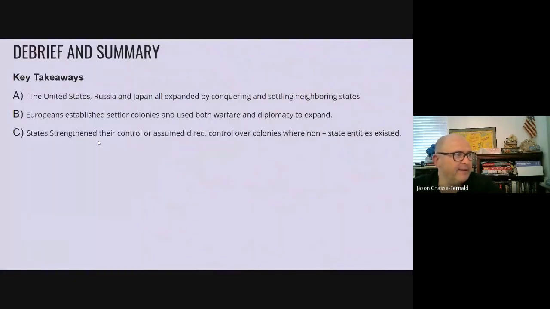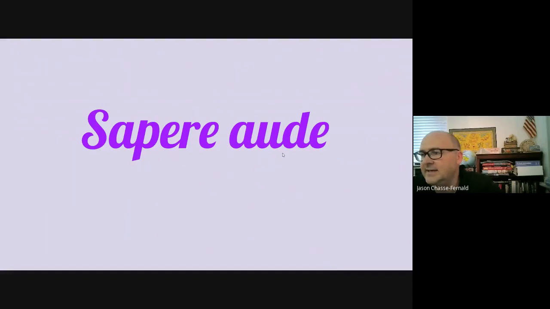So the United States, Russia, and Japan all expand by conquering and settling neighboring states, and the U.S. is also going to begin a transoceanic empire once we get to 1898. That is it for today.